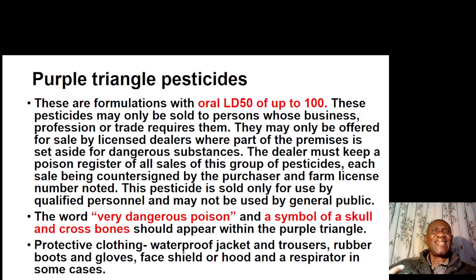So if someone tries to buy this pesticide, you should actually be booked in a register, with the date when you have purchased, the quantity, and so forth. The pesticide is sold only for use by qualified personnel and may not be used by the general public. The words very dangerous poison and the symbol of skull and crossbones should appear within the purple triangle.